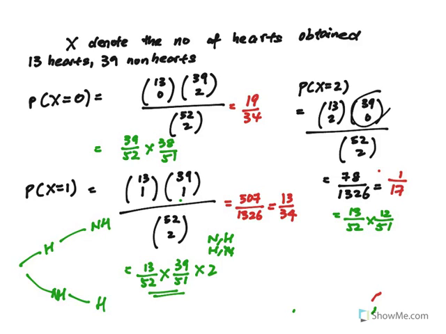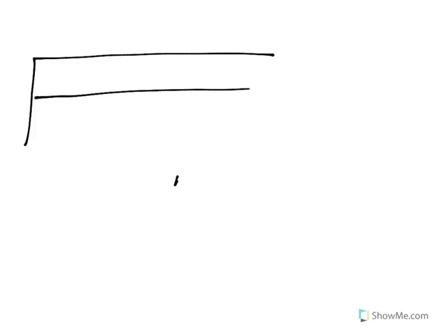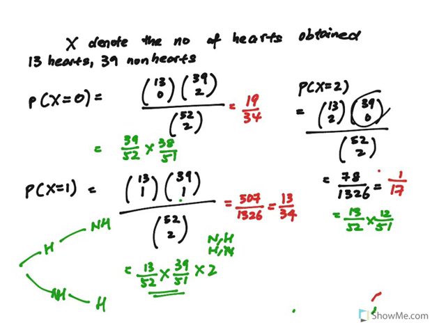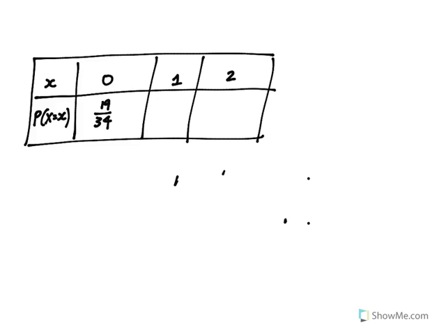All I need to do is compile it in table format. To show the probability distribution of X, this is always how we go about it. We show a table, with X first, followed by its matching probabilities, where X can be 0, 1, or 2. For X equals 0 it is 19 over 34 as we found earlier, then 13 over 34, and 1 over 17. I'm just going to put it all down. That is the probability distribution of X.